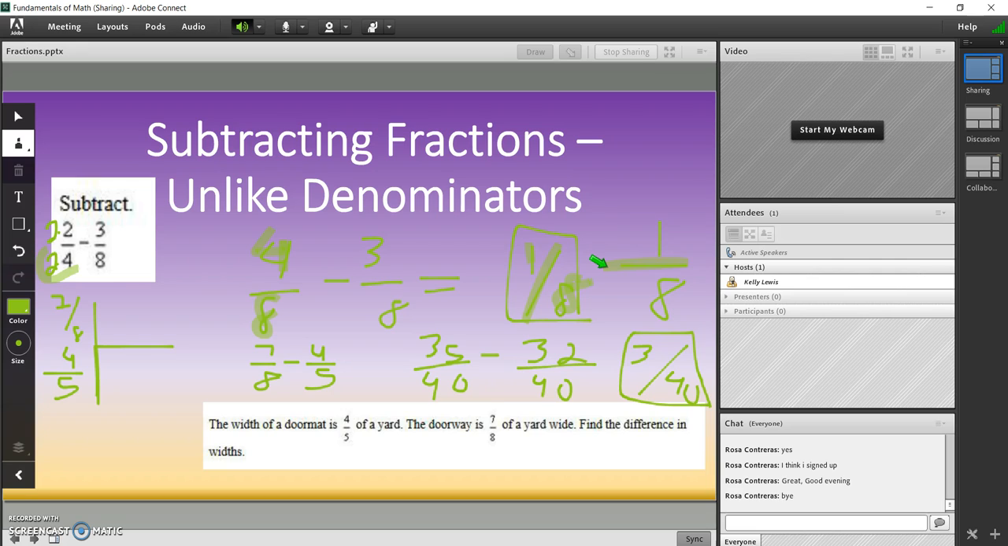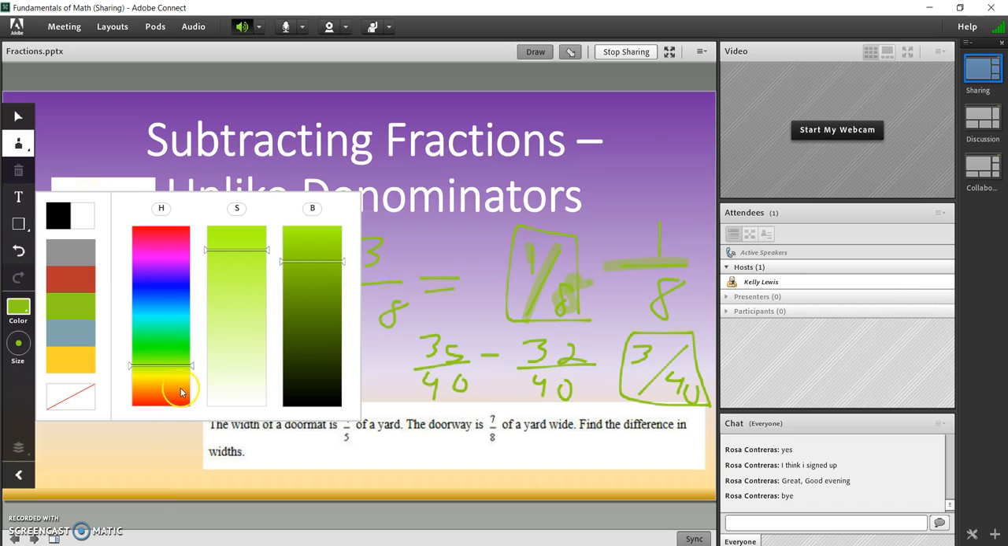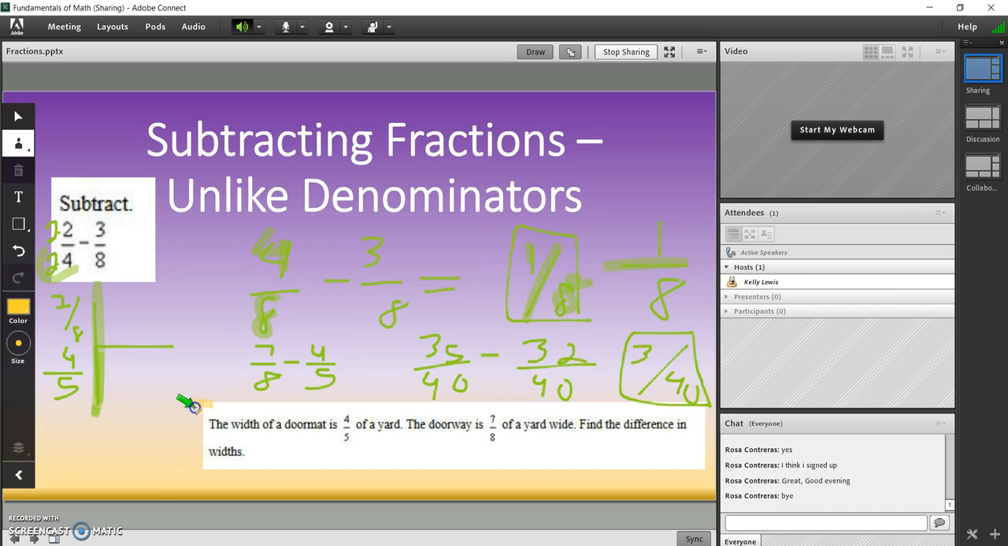It depends on what kind of fraction. Right, the width of a doormat is 4/5. So 4/5, and the doorway itself is 7/8. So we need to do 7/8 minus 4/5, which is right here.